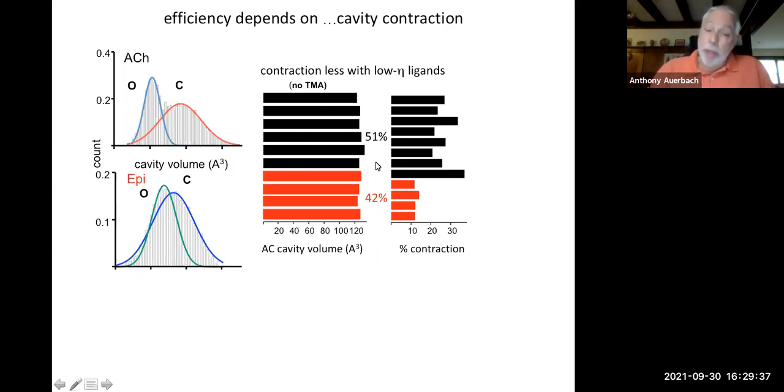And these are the results for 4 different agonists on 2 different binding sites. For the 51% agonist, the high efficiency agonist, they both start at the same cavity volume. But when the channel goes to the O state, this is the percent contraction. There's about a 25% contraction for the high efficiency agonist and only about a 12% contraction for the low efficiency one. So the contraction is less when there are low efficiency agonists.